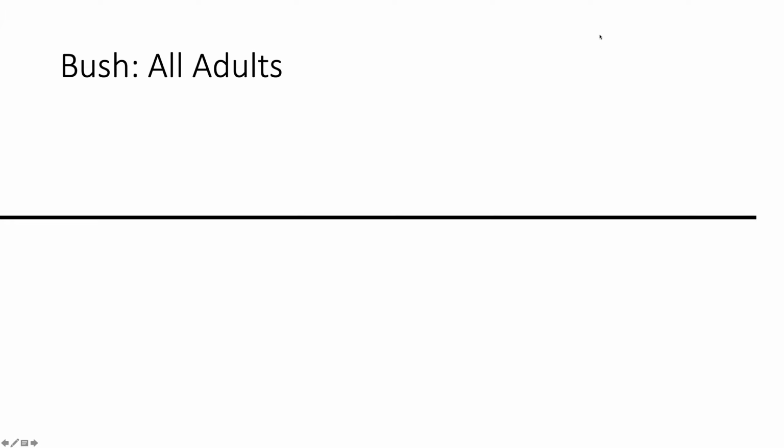Now, we're going to start off with George W. Bush, all adults. And again, this is Gallup poll data. The black line that's basically cutting your screen in half is the 50% mark. Most presidents want to be over 50%. They don't want to be under 50%, or worse yet, have their approval ratings lower than their disapproval ratings. Sometimes you will hear the term, the president is underwater. That means that his approval rating is lower than his disapproval rating.